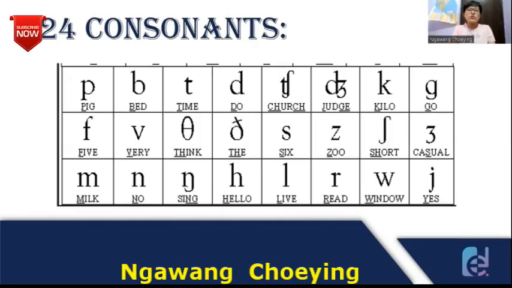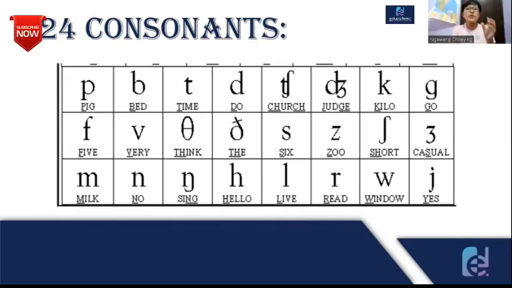So now we talk about the consonants. Yahan par 24 consonant hota hai, 24 consonants. Let's not forget that there is a 26th letter in the consonant, but the sound is 24, right? There's 24 sounds in consonant. Okay, so those consonant sounds are p, b, t, d, ch, j, k, g, right?